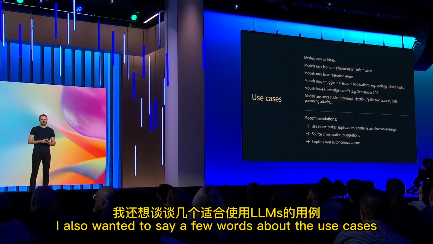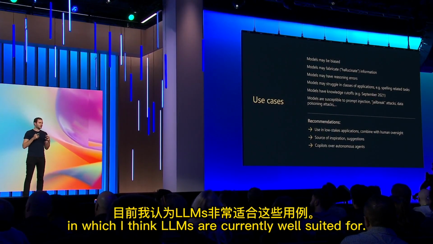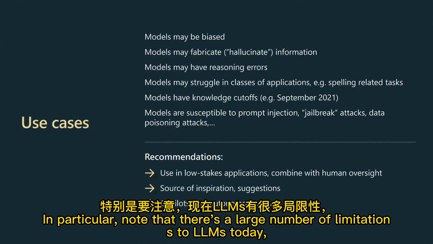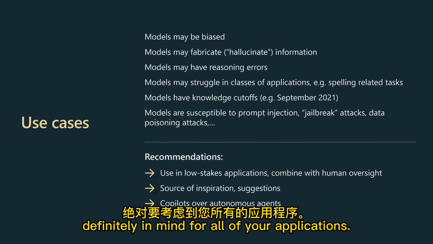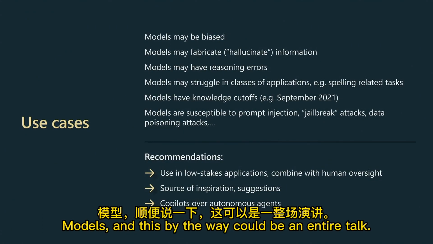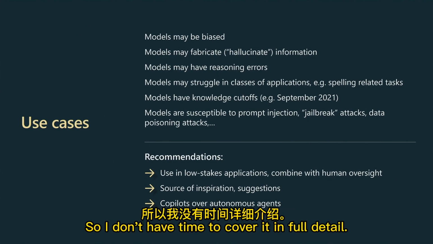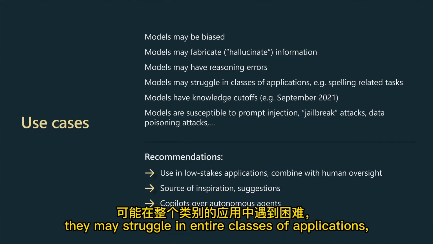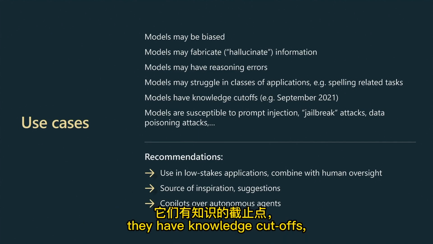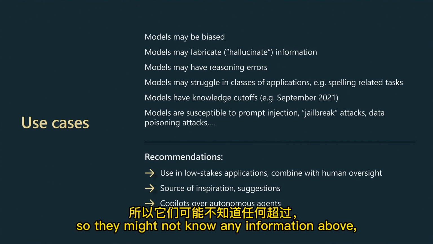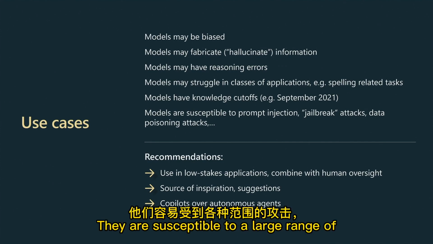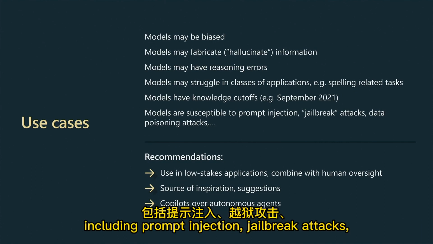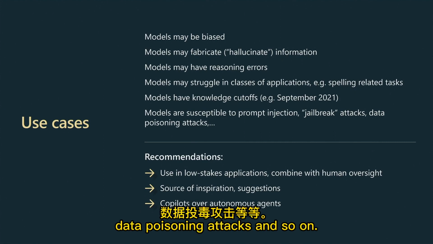I also wanted to say a few words about the use cases in which I think LLMs are currently well suited for. So in particular, note that there's a large number of limitations to LLMs today. And so I would keep that definitely in mind for all your applications. Models, and this, by the way, could be an entire talk, so I don't have time to cover it in full detail. Models may be biased, they may fabricate, hallucinate information, they may have reasoning errors, they may struggle in entire classes of applications, they have knowledge cutoffs, so they might not know any information above, say, September 2021. They are susceptible to a large range of attacks, which are sort of coming out on Twitter daily, including prompt injection, jailbreak attacks, data poisoning attacks, and so on.